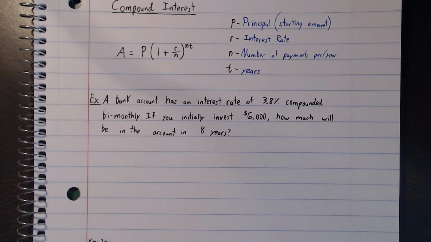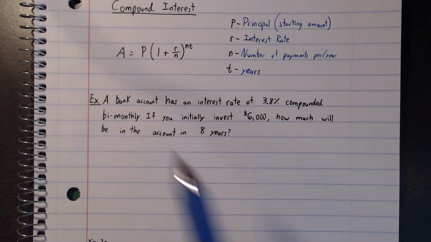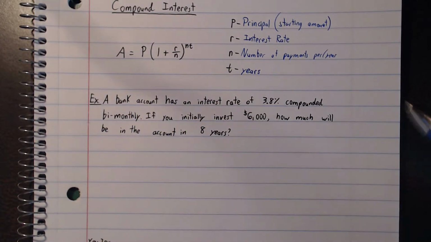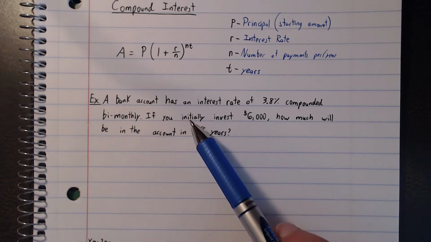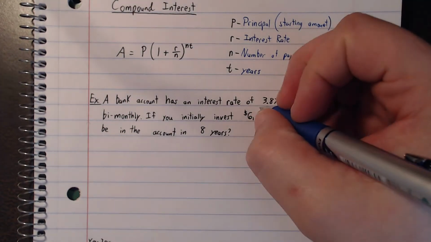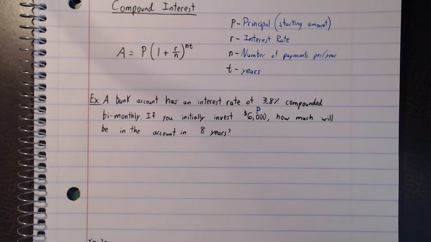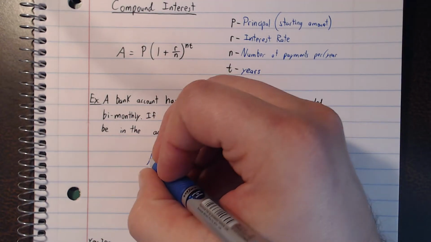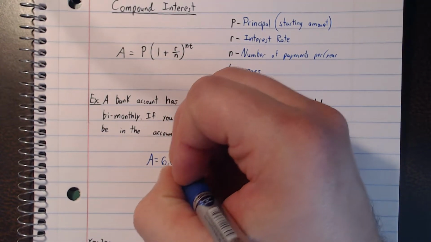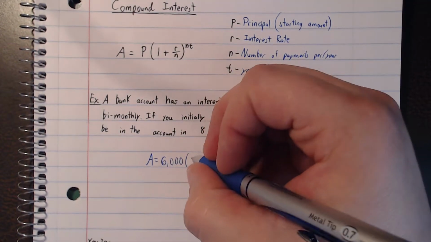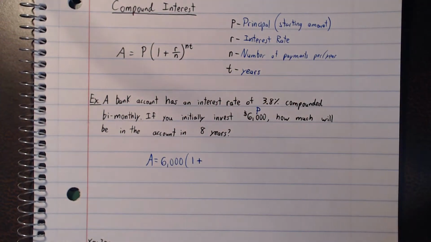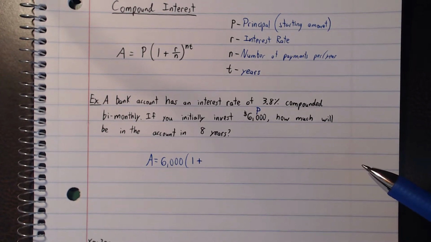All right, let's go back and think about some of the things we need. We need principal, which would be the starting amount. They tell us that if we initially invest, initially means starting. So 6,000, that's going to be our principal. The rest of the formula says 1 plus. Then we need R, our interest rate.